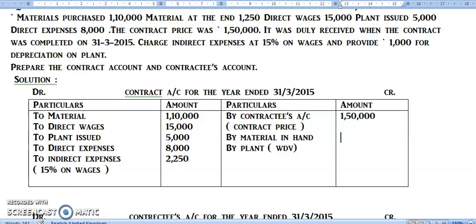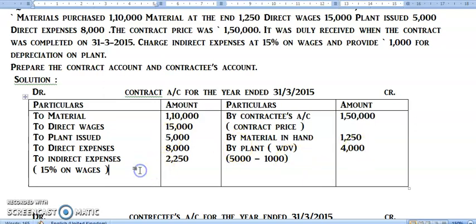After that you have to write material in hand, which is given in your question, on the credit side: 1,250. After that you have to write the plant's WDV, on which you have to provide 1,000 depreciation. So first do the calculation. Open a bracket, write 5,000 minus 1,000, which gives you 4,000.